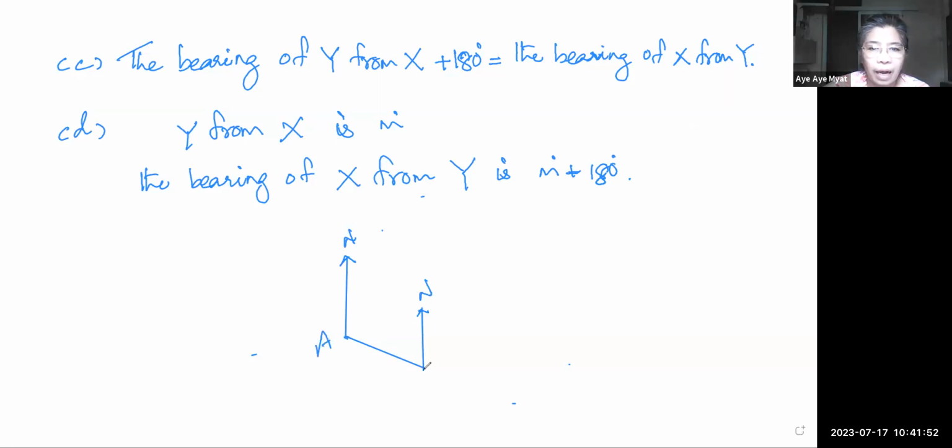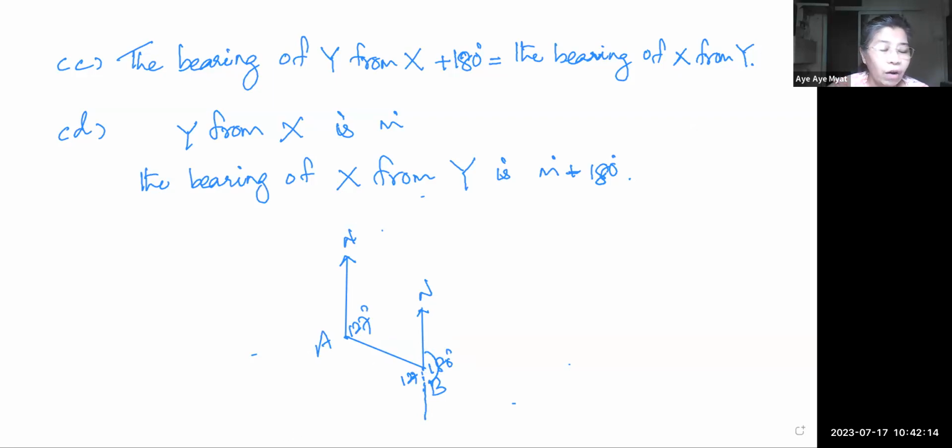A, B, 127. 127 or 180 on a straight line. That solution. B to A.